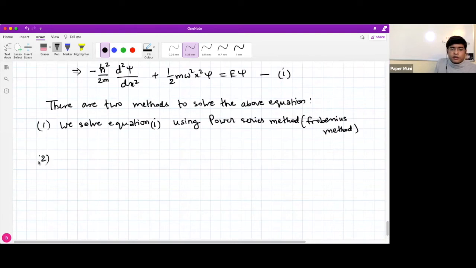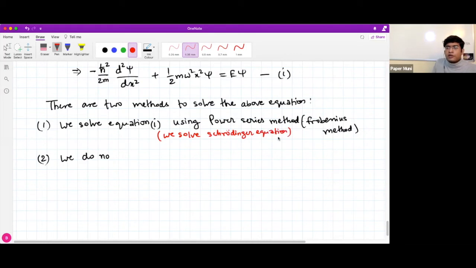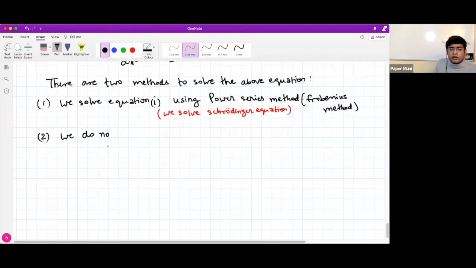The other one is, in this method, we do not solve the Schrodinger equation. This would seem a bit strange because I have been telling you that whatever the potential you have, you have to solve the Schrodinger equation. But this is a different way of approaching the problem. So we do not solve equation 1, which is the Schrodinger equation.